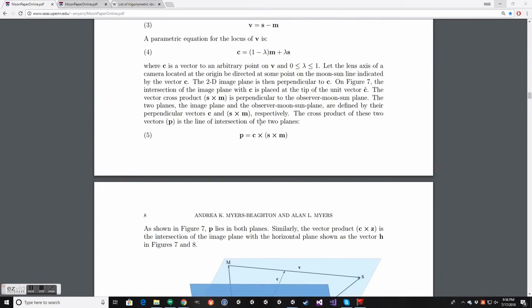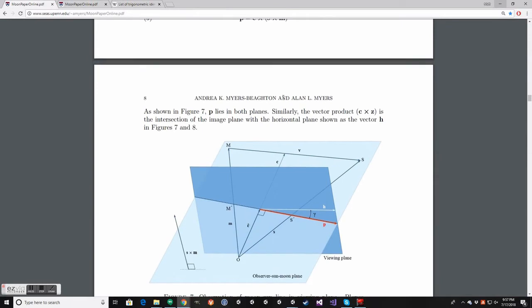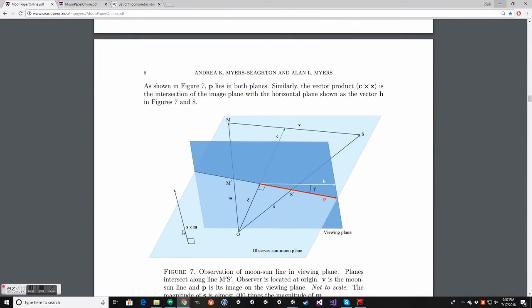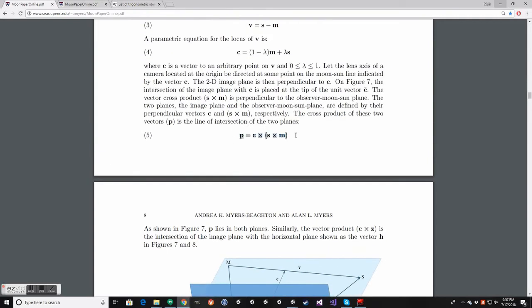P can be gotten as C cross S cross M. Now, why is that? Review, S cross M is the perpendicular of the observer sun-moon plane. And the perpendicular of the view plane is, of course, C. So if we cross those two perpendiculars, we get the mutual perpendicular. We get the line that is perpendicular to this plane and to this plane, which is the line that the two planes intersect. Okay, so that's this math. One other thing to remember is that we're going to do the special case where C equals M.